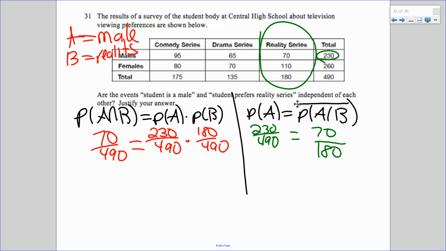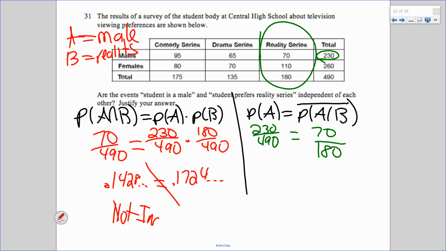I'm going to use my personal calculator, so I'm pulling the other one up. 70 over 490 is 0.1428. The other side, 230 over 490 times 180 over 490, is 0.1724. So no, they're not equal, they're not independent.